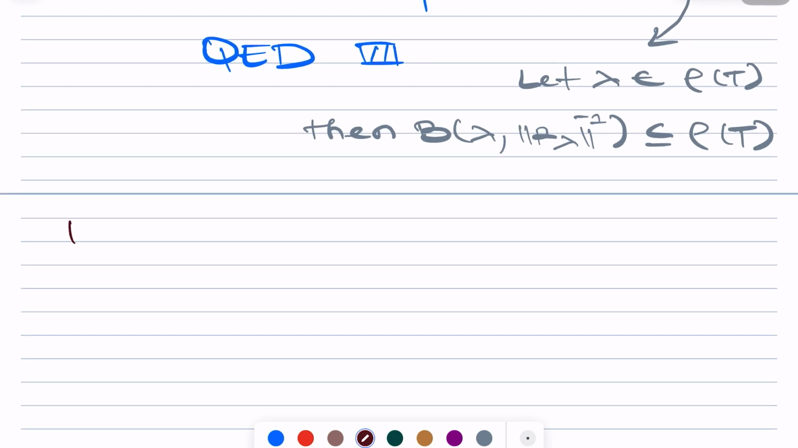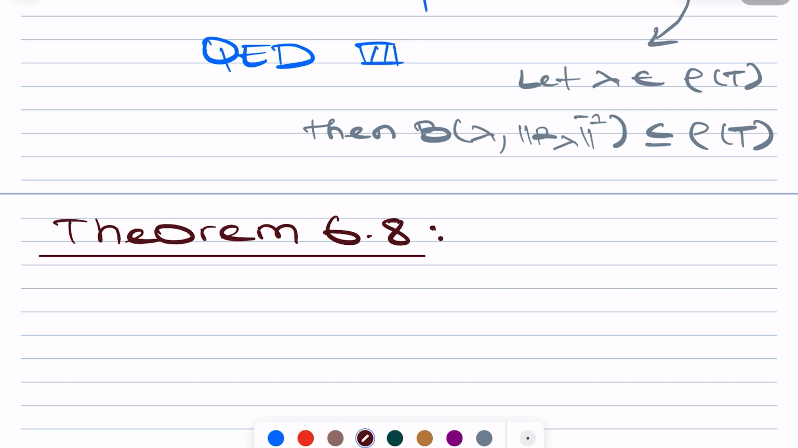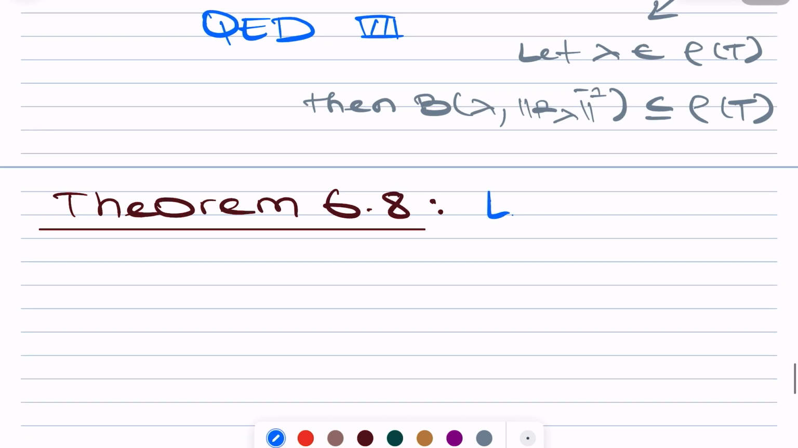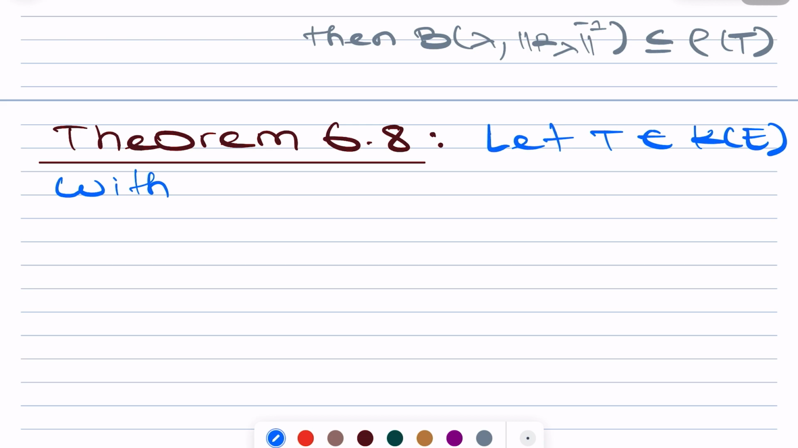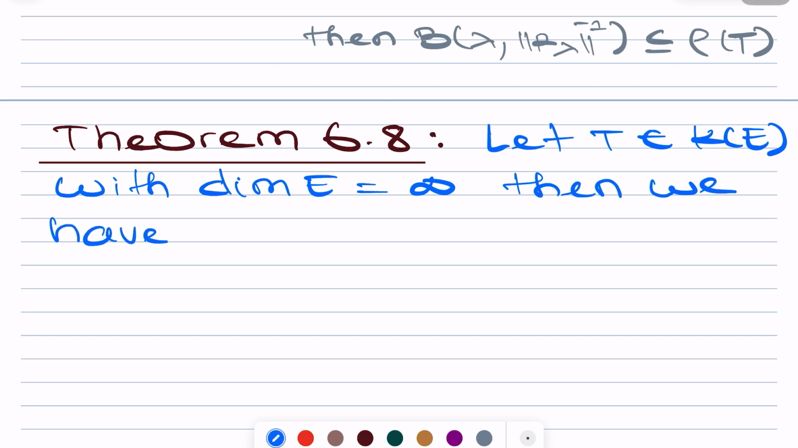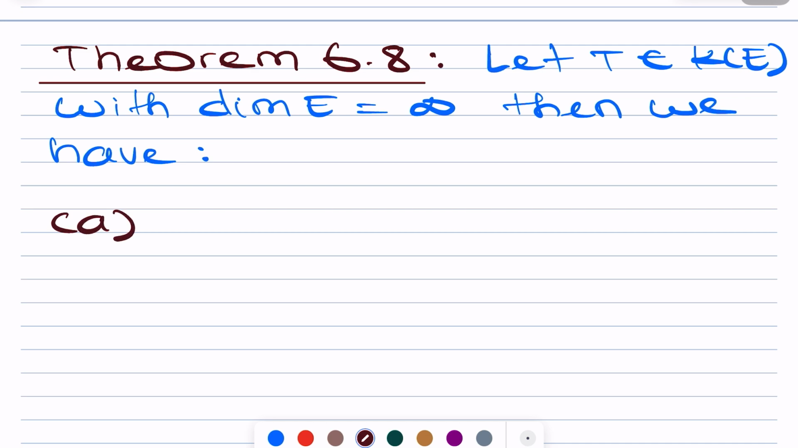Theorem 6.8, I think the most important theorem of this lecture. So let T now be a compact operator on an infinite dimensional space, so with the dimension of E being infinite. Then the first assertion is that zero is always an element of the spectrum of T. So if you have a compact operator, then it is never invertible, never, because zero is actually in the spectrum. So the inverse of T doesn't exist.